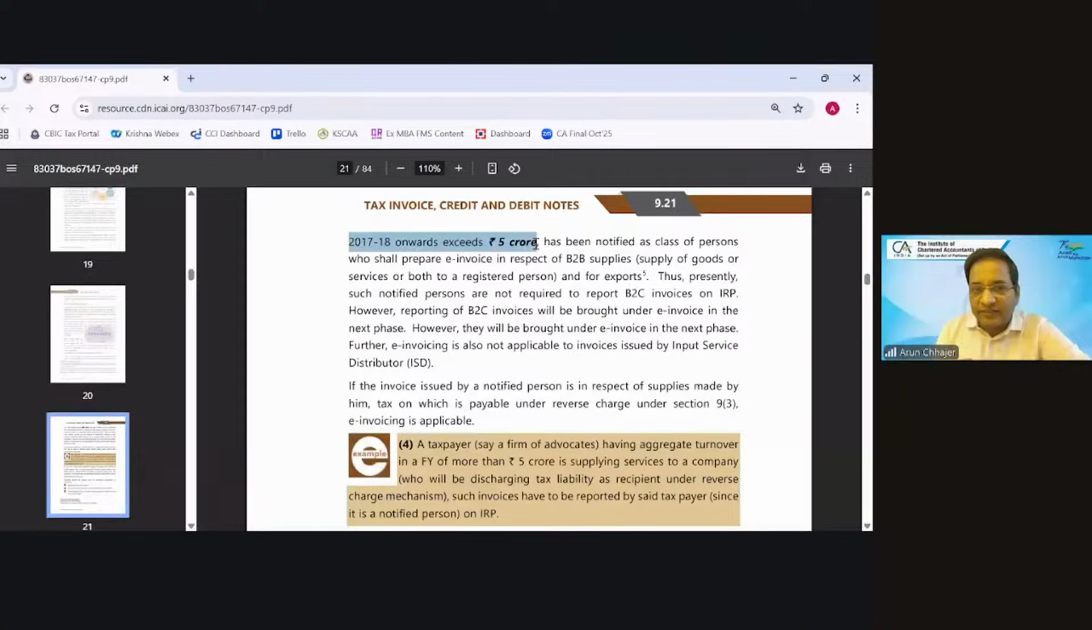If the turnover from 17-18 exceeds 5 crore in any of the preceding financial years, then you will be required to issue the e-invoicing. So for example, if my turnover crosses 5 crore, then I will always be under the ambit of e-invoicing for a lifetime. Is the statement correct? If in any one year it crosses, then from the next year, for lifetime, I will have to make e-invoicing from that GST number. Is my statement correct?